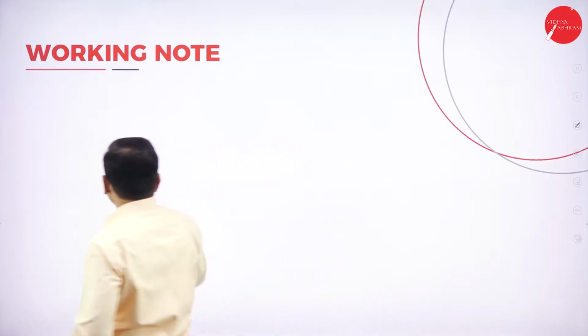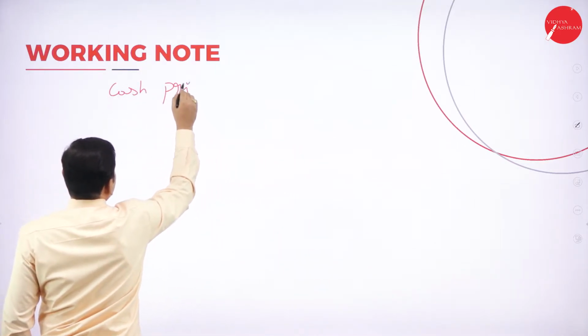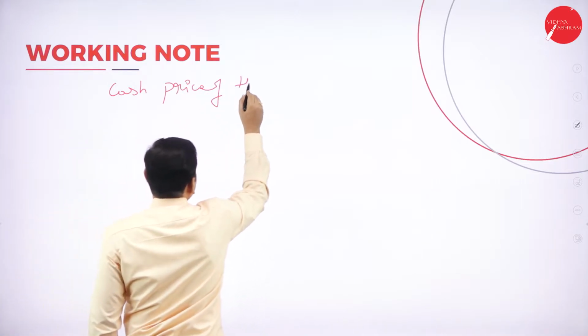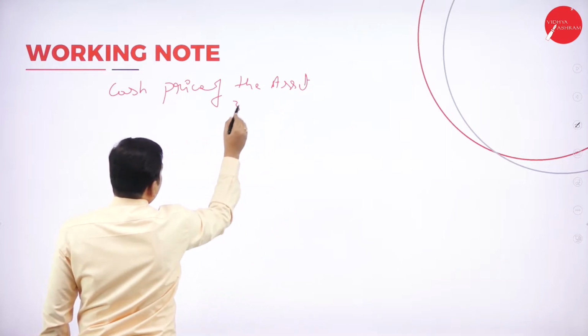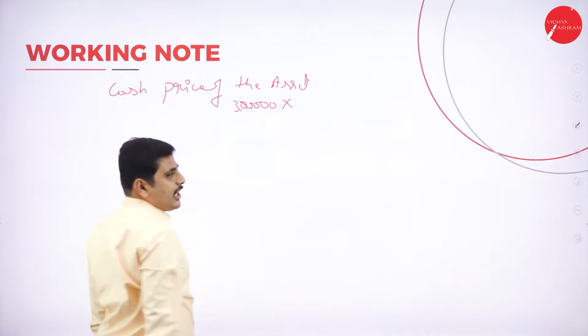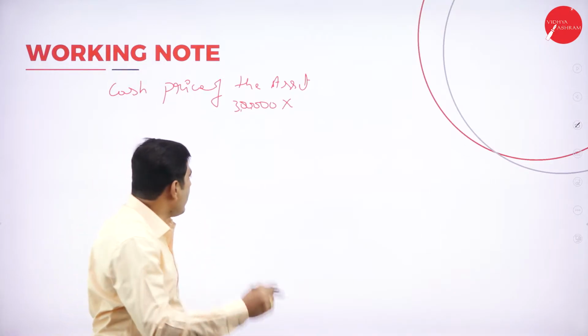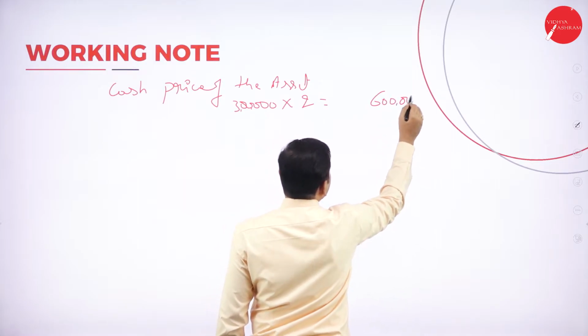Now what is the cash price of the asset? The cash price of the asset is 3 lakh rupees per car. For one car it is 3 lakh, into how many cars are we purchasing? We are purchasing 2 cars. So 2 cars equals 6 lakh rupees, which is the cash price.